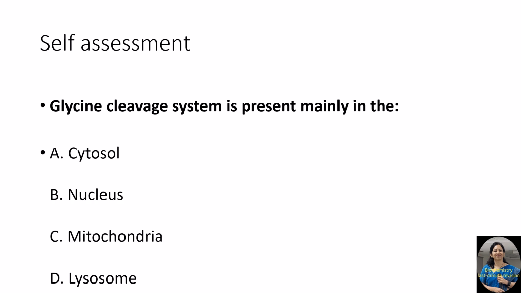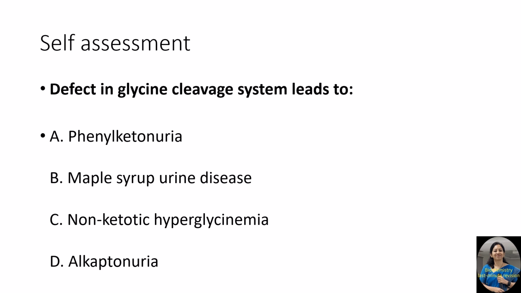Glycine cleavage system is present mainly in, 3, 2, 1. Answer is mitochondria. Whereas the enzymes that degrade glycine are present in peroxisome. Glycine cleavage system as such is present in mitochondria. Defect in glycine cleavage system leads to, 3, 2, 1. Answer is non-ketotic hyperglycinemia. Non-ketotic because there is no metabolic acidosis, no ketone bodies, no glucose abnormality in blood, and no ammonia in blood.